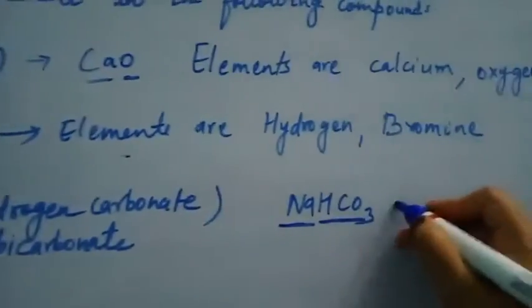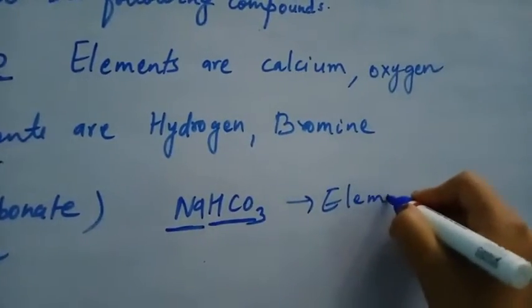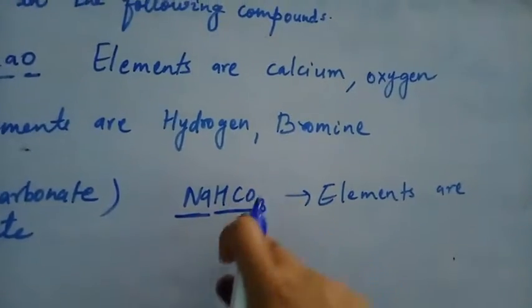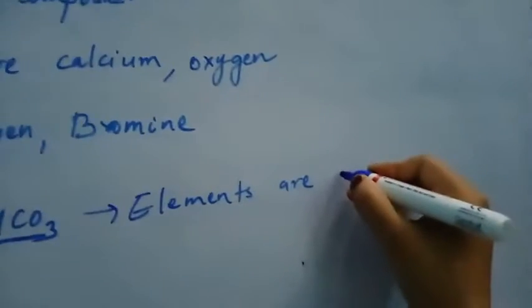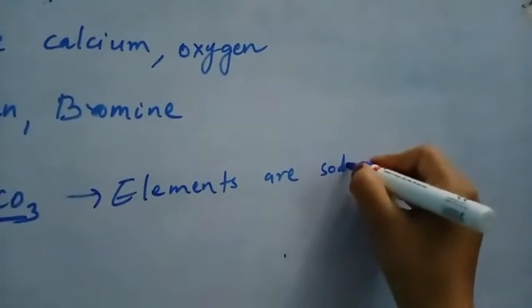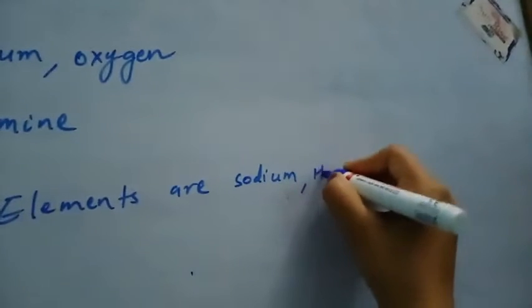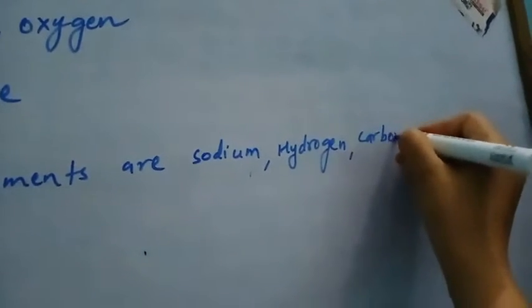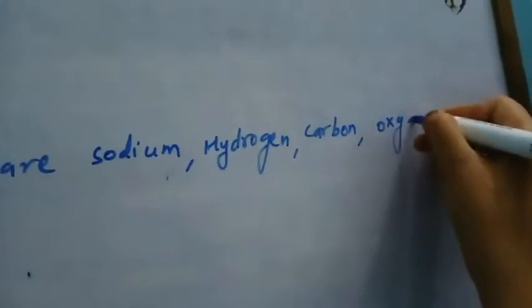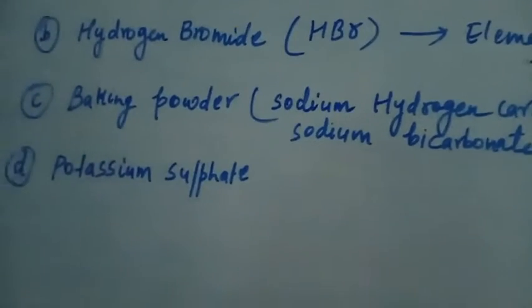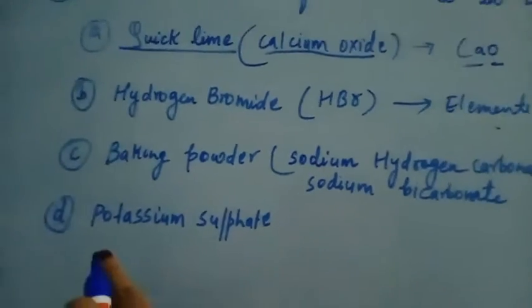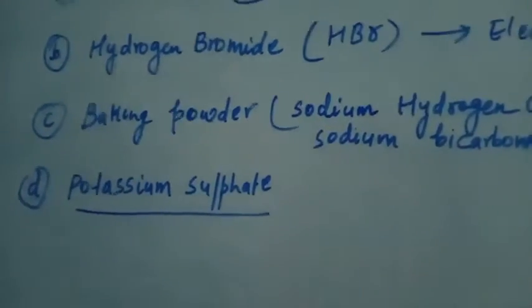Okay, so easily we can write the elements. Elements here are sodium, hydrogen, carbon and oxygen. Okay, you can also write symbols. It is good if you write names and also their symbols, the chemical symbols.